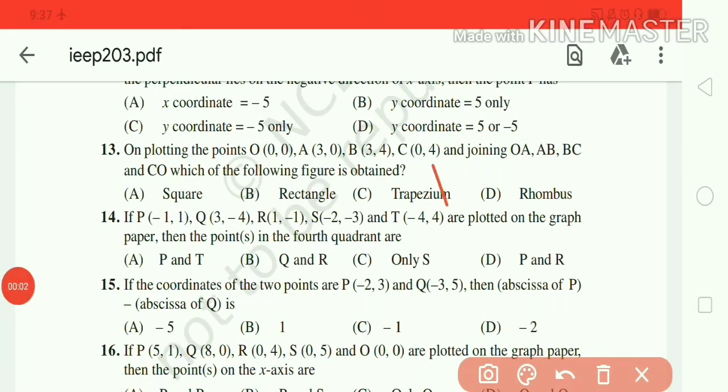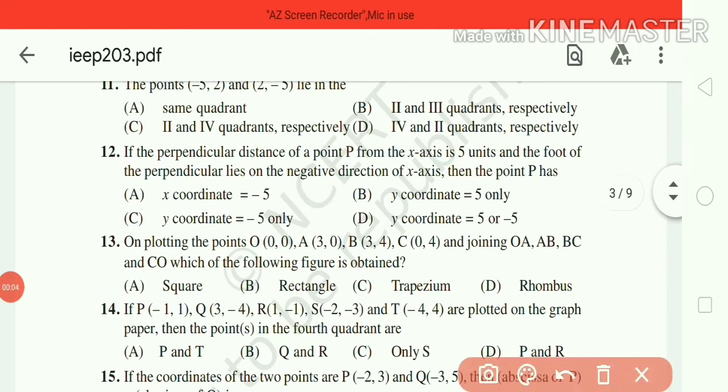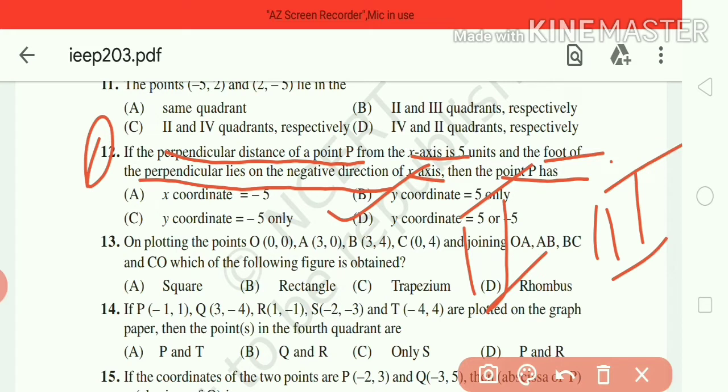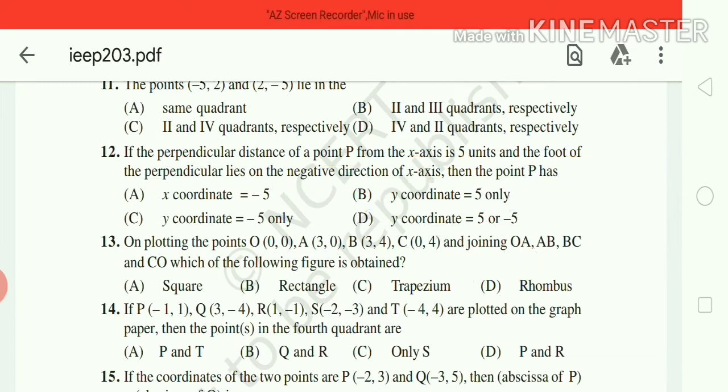Question number 12. In question number 12, you have been given: if the perpendicular distance of a point P from x-axis is 5 units and the foot of perpendicular lies in the negative direction of x-axis, then P has y coordinate as 5 or -5, because it will be checked in the second and the third quadrant, right? In the second quadrant y is positive, that is y equal to 5, and in third quadrant y is negative, so it will take -5. So right option is D.